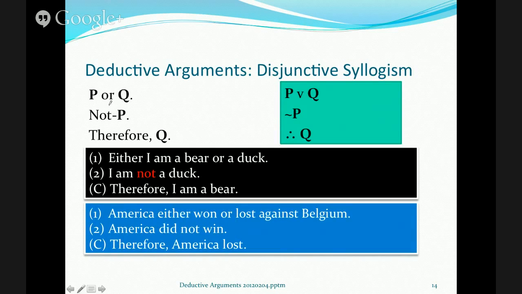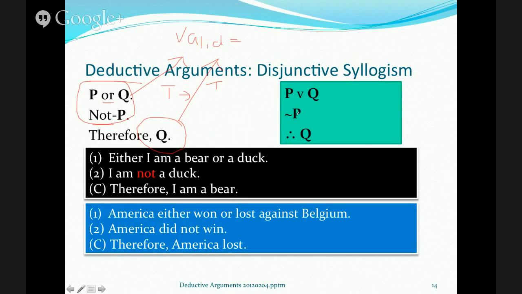So this is a disjunctive syllogism. We have a couple of operators. We have an or and a not. So let's work with our example. Either I am a bear or a duck. I am not a duck, therefore I am a bear. So to show an argument is valid, we are saying that if we have these 2 things true, the premises, then this also has to be true. So we're saying if it's true, then the conclusion has to be true.